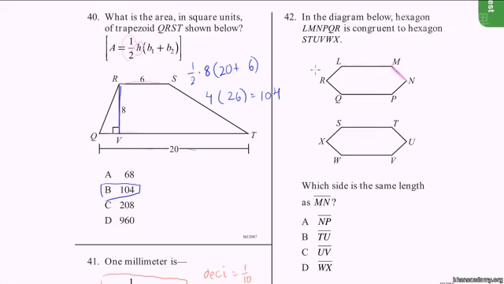So let me make sure that they're not trying to confuse us. They start here, LMNPQR, and then they say STUVWX. So they're not confusing us. These points do correspond. S corresponds to L, M corresponds to T, and so forth. So this segment is going to be congruent to that segment right there, segment TU. So MN is the same length as TU. So that is choice B.